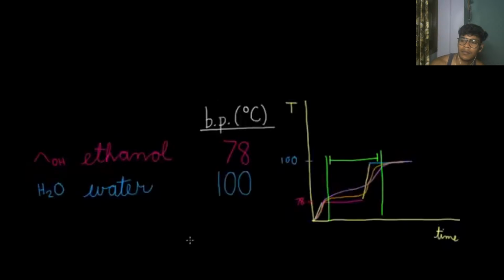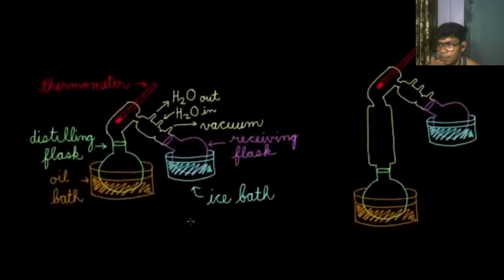In fact, another setup allows multiple distillations simultaneously. This method, called fractional distillation, helps separate components more effectively. If you compare the picture on the right with the one on the left, the only difference is the addition of a fractionating column.